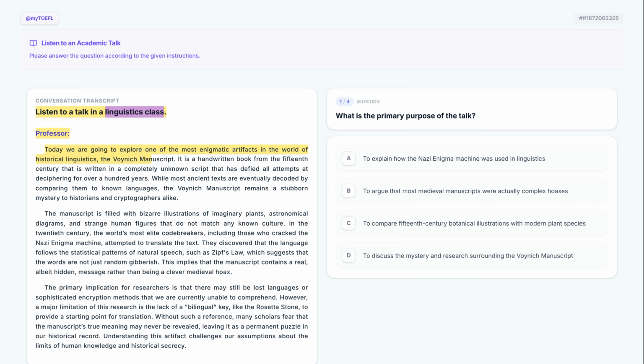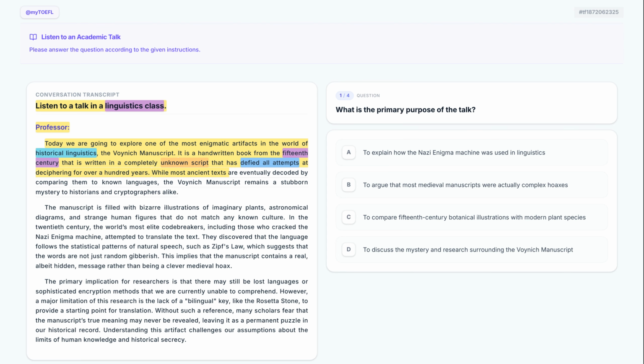The professor immediately establishes the topic by focusing on historical linguistics and introducing a specific enigmatic artifact called the Voynich Manuscript. Here, the speaker provides the historical context, noting it is a 15th century book with an unknown script that has successfully defied all attempts at translation.